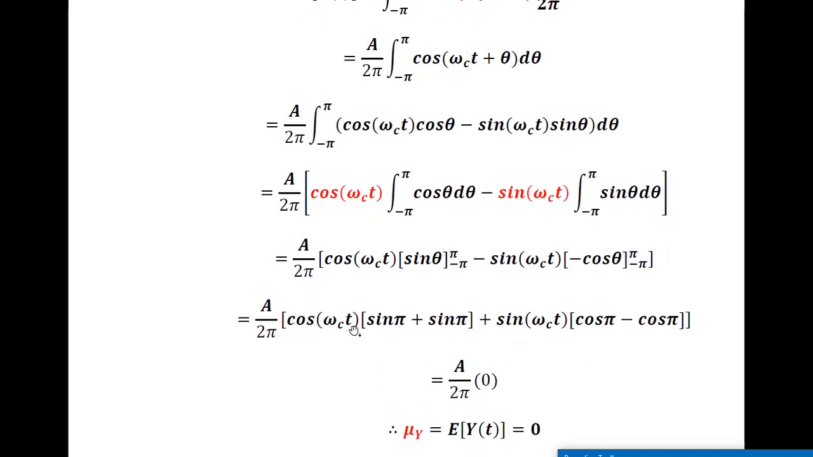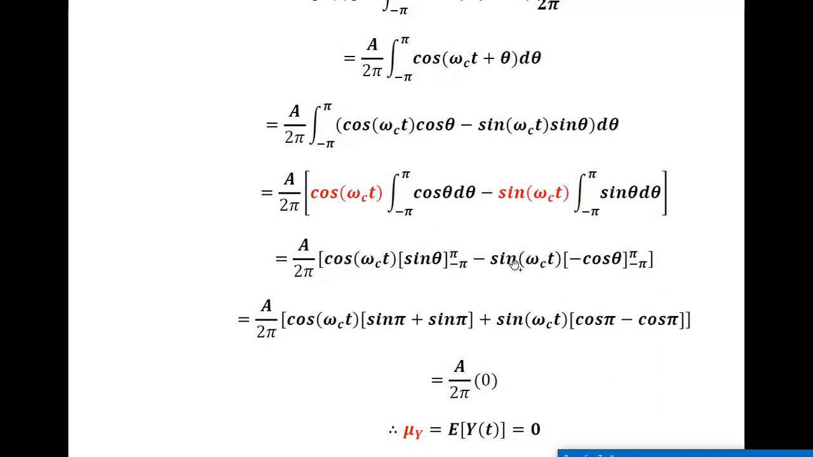Further, upon substitution, both the upper and the lower bounds are the limits. We get A by 2 pi into cos omega ct, then sine theta, first one is pi, we get the first term, then minus of sine minus pi is there. We know that sine minus theta is equal to plus sine theta. Likewise, sine of minus pi is nothing but equal to minus sine pi. So here minus into minus will become equal to plus, resulting in sine pi plus sine pi.